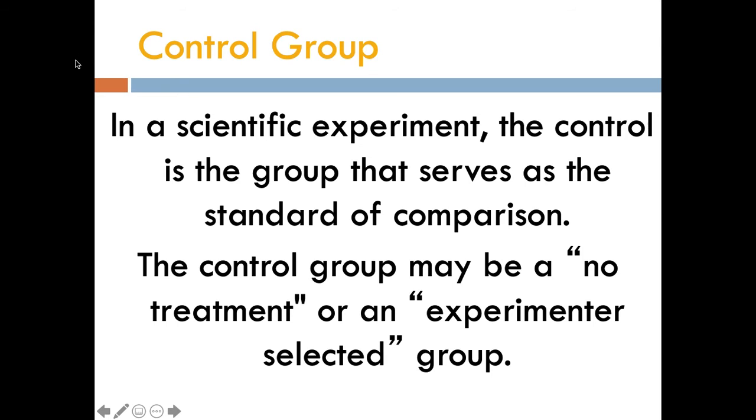So if you've got your plant experiment and you've got plants that you're giving water, plants that you're giving Coke, plants that you're giving lemon juice, plants that you're giving carbonated water, the control group would be the group that gets regular water, just kind of the no treatment group. You're not really altering them from their natural conditions.